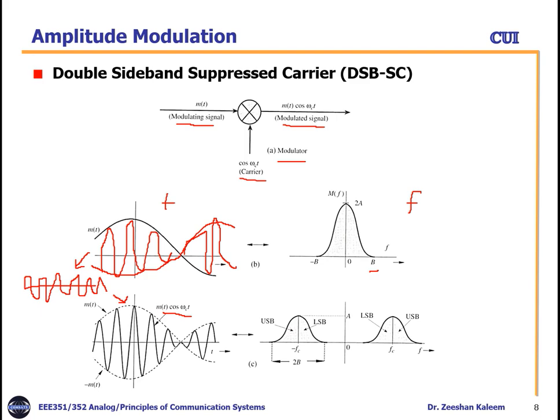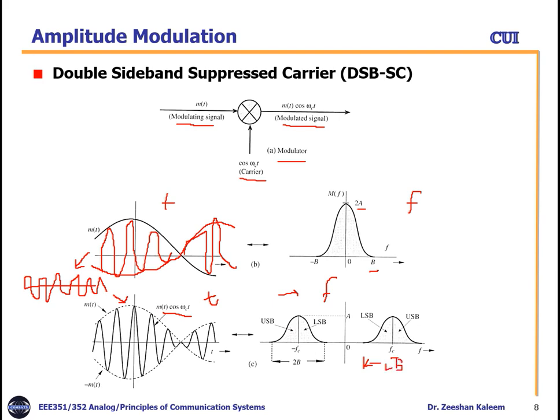After getting this time domain signal, if we take the Fourier transform, we will get this one. This is the Fourier transform of this one. It means that this is the modulated signal in the Fourier domain. This is the carrier frequency. So this message signal with amplitude 2A is shifted to the carrier frequency fc, and it occupies the bandwidth B, and here it will occupy twice the bandwidth, which is 2B.